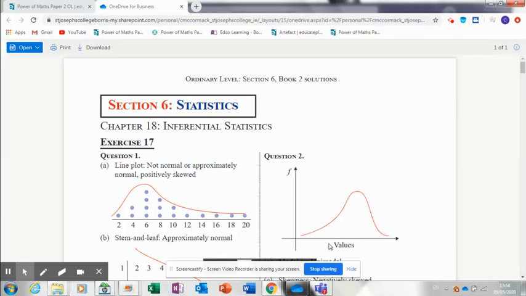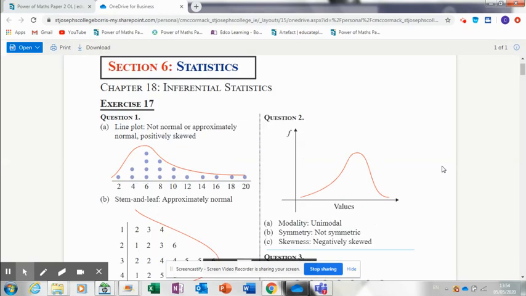Okay, 6 years. I just want to go back over here. Exercise 17. These are the solutions that I've just posted up online. The inferential statistics. Okay, the first couple of questions here, I hadn't given you these to do, but I just want to go through them with you on page 451.